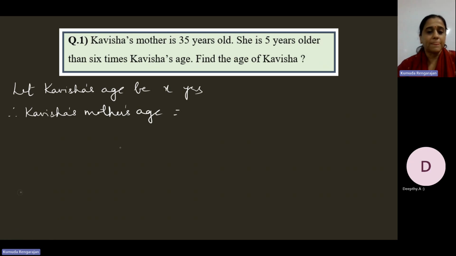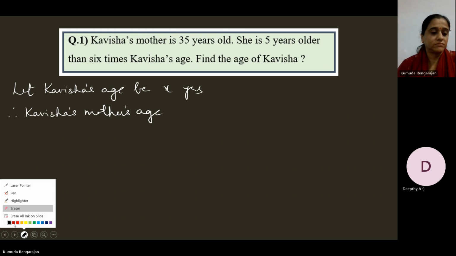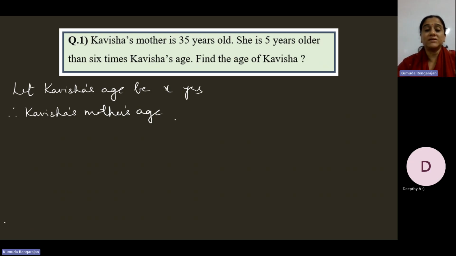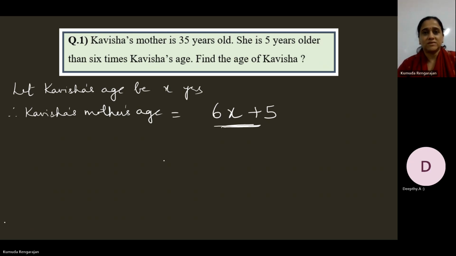Kavisha's mother is 5 years older than 6 times Kavisha's age. 6 times meaning 6 into Kavisha's age, x, 6x plus 5. But it's given that Kavisha's mother. So what is 6x plus 5? This expression represents Kavisha's mother's age. But we already know she's 35 years old. So 6x plus 5 is equal to 35 is the equation.